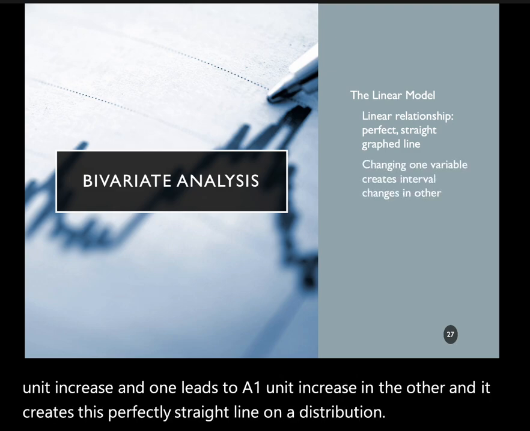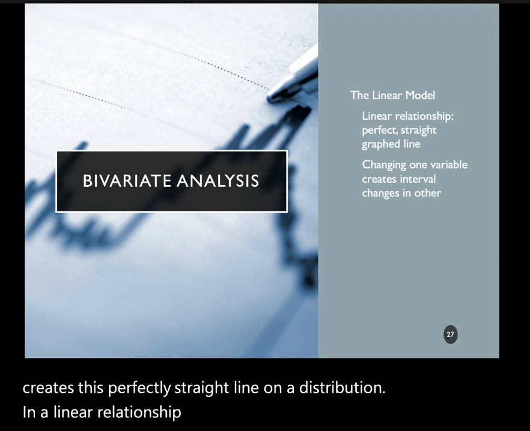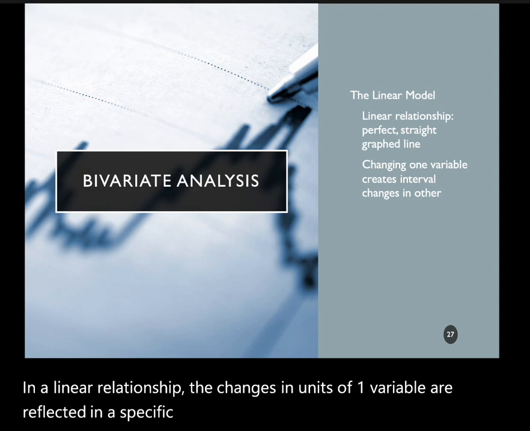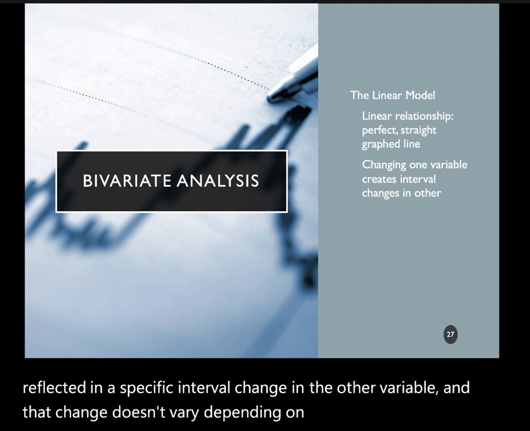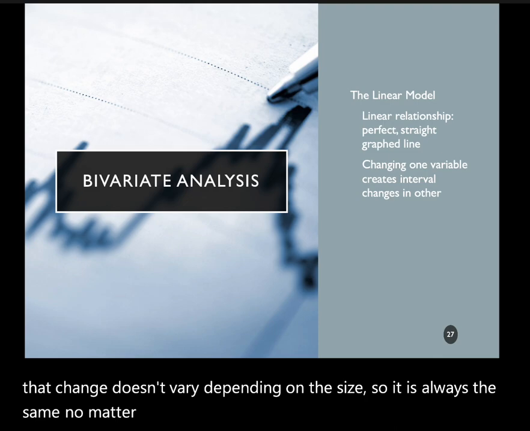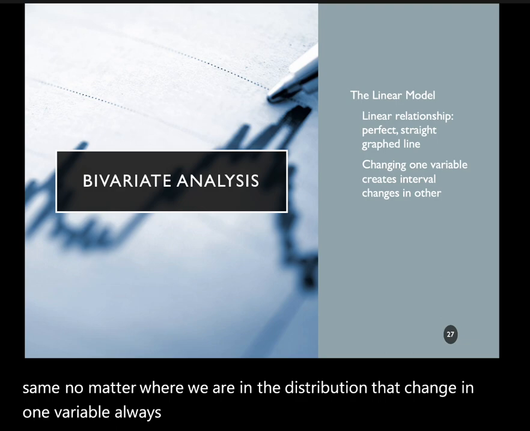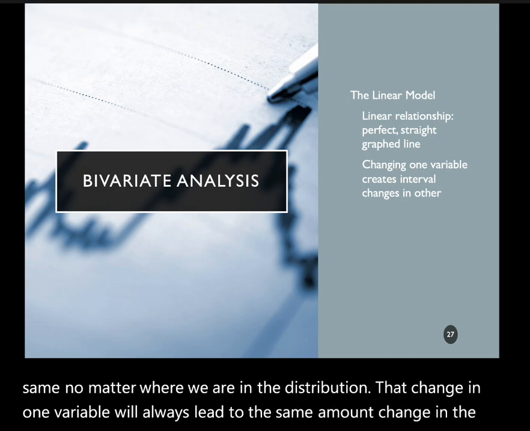In a linear relationship, the changes in units of one variable are reflected in a specific interval change in the other variable. And that change doesn't vary depending on the size. So it is always the same no matter where we are in the distribution. That change in one variable will always lead to the same amount of change in the second variable.